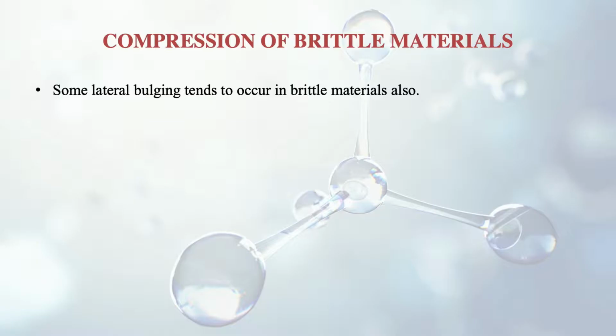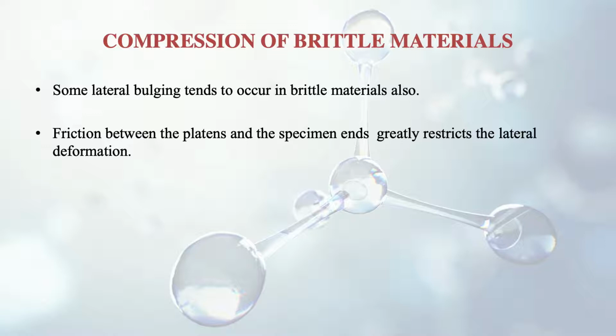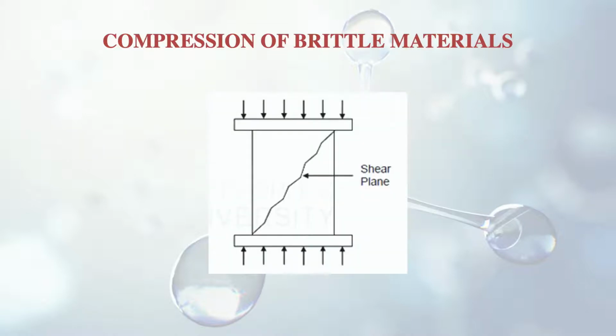Now further, we will see that there is some lateral bulging which tends to occur in brittle materials also. Like in the case of ductile materials which we discussed earlier, lateral bulging may occur in brittle material also, but it is very less as compared to the ductile one. What happens is that friction between the platens, what is the platen? Platen is this top plate you can see, which is connected to the top and bottom of the specimen. The top one is the top platen, the bottom one the bottom platen.